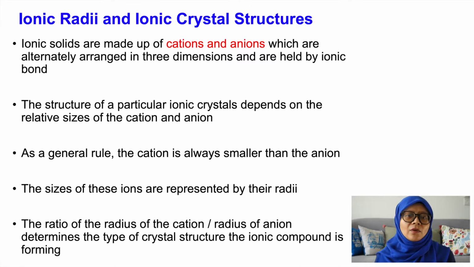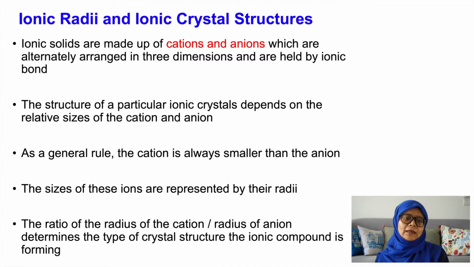So for ionic crystal structures, we are going to have cations, anions and also the ionic bond, where we have the interaction between cations and anions. And then the structure of these ionic crystals actually depends on the size of the cations and anions. As a general rule, the cations are always smaller than the anions because of the removal of electrons, while the anion is larger because of the acceptance of electrons.